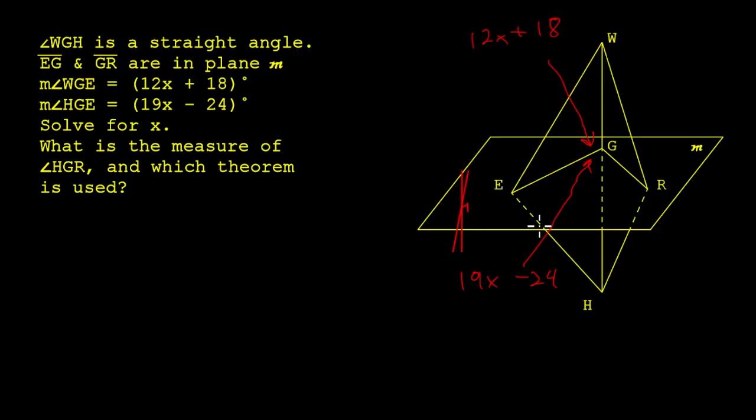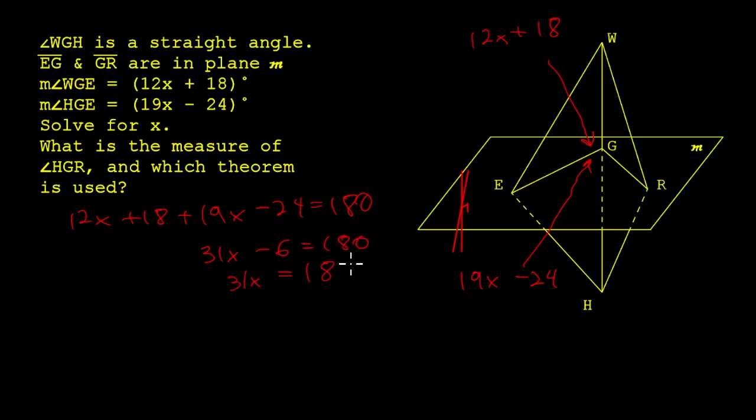What we definitely can do is remember that angle WGH is a straight angle, and a straight angle has a measure of 180. So then 12x plus 18 plus 19x minus 24 equals 180. From there, 31x minus 6 equals 180. So then 31x equals 186. And that leaves us with x equals 6.